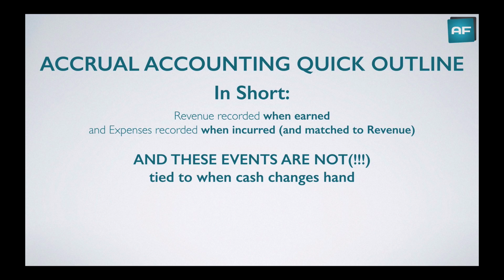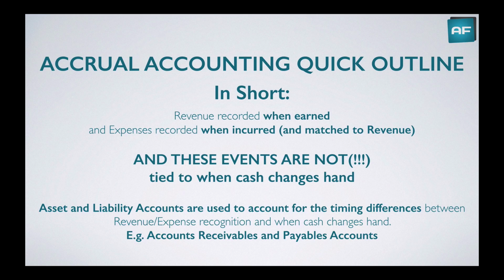Now that's probably error one, two, three, four, five for people who try to do their books themselves with no accounting training, or for elementary accounting students: cash doesn't dictate when revenue or expenses are recorded. And that's kind of counterintuitive. You think if someone gives you cash, then that's a sale. If you hand over cash, then that's an expense. But according to accrual accounting, that's not what happens. And we'll explain why in a second.